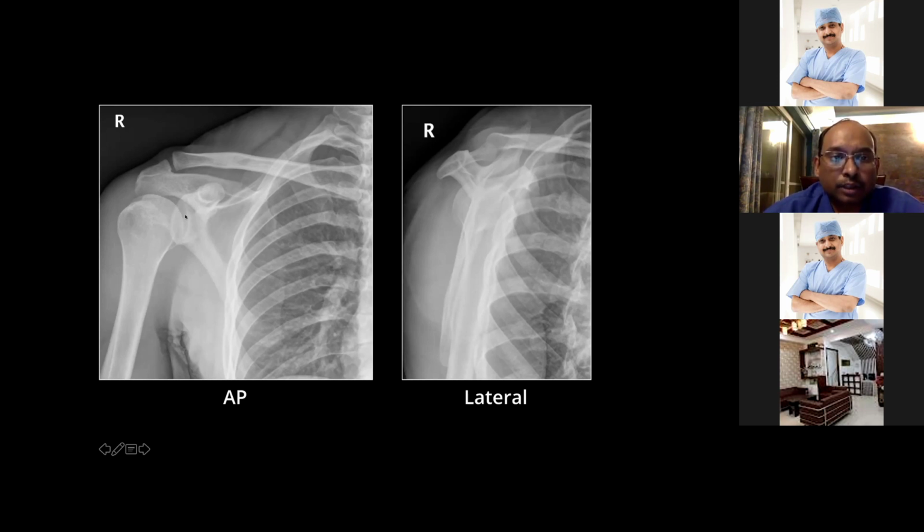Then when we are looking at the glenohumeral and the acromioclavicular joint space, which looks fine, we should also look for the acromiohumeral distance. Here, if you can see, there is a good space between the acromion and the head of the humerus. Why is it important? This gives an indirect evidence of the rotator cuff status.